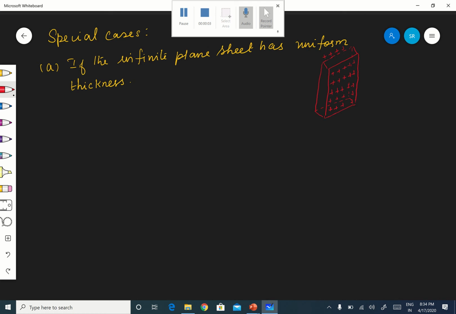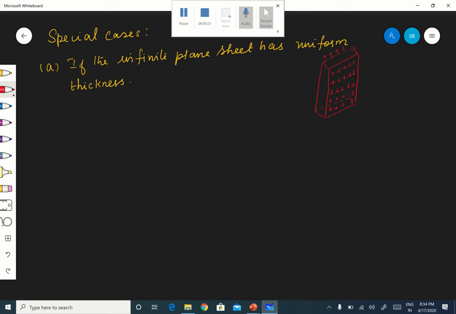Okay, now special cases we'll see. Say if the infinite plane sheet has a uniform thickness. In the previous one we have seen only a thin sheet. Now it has some thickness. It's not thin.